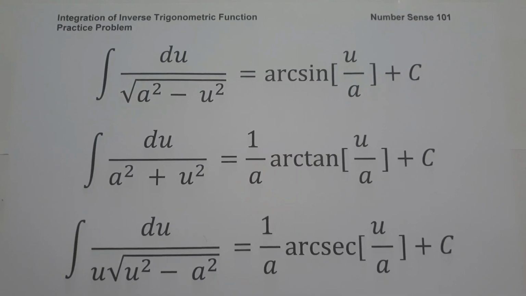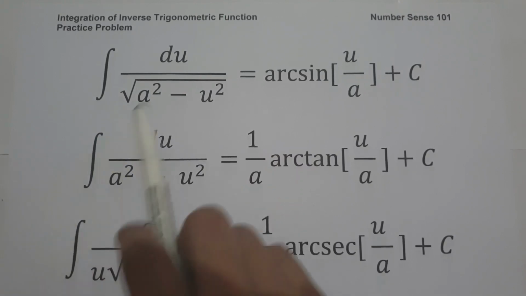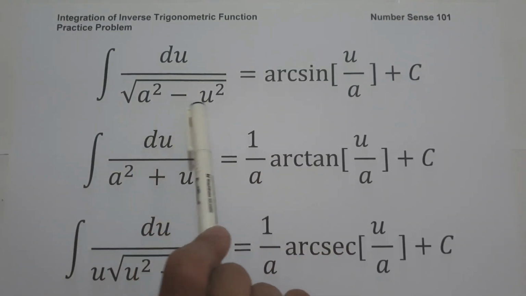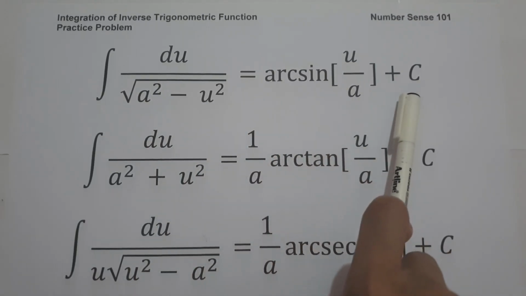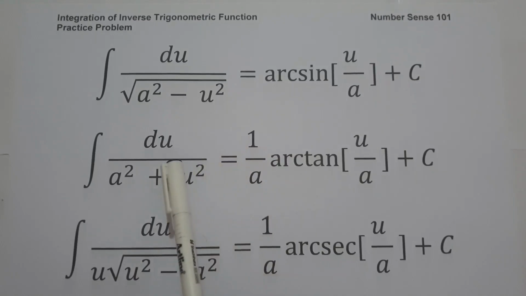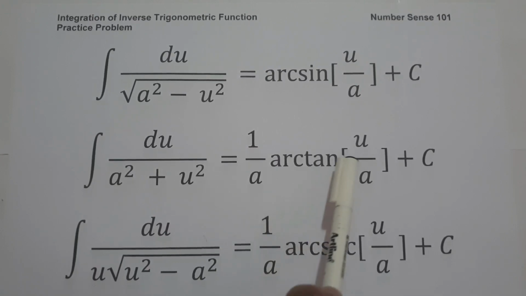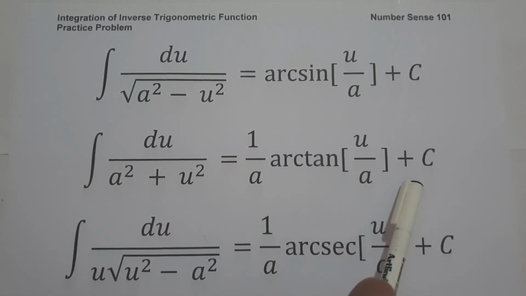The first one, the antiderivative of du over square root of a squared minus u squared is equal to arc sine u over a plus c. The second one, the antiderivative of du over a squared plus u squared is equal to 1 over a arc tangent u over a plus c. And the last one, the antiderivative of du over u times the square root of u squared minus a squared is equal to 1 over a times arc secant u over a plus c.